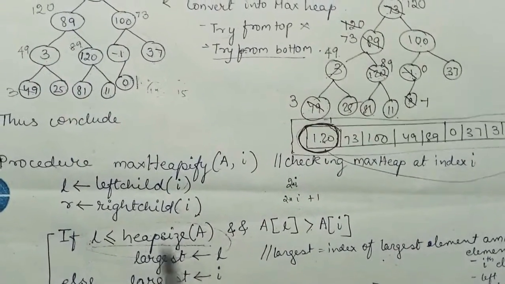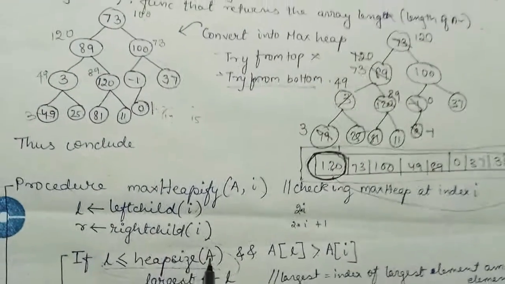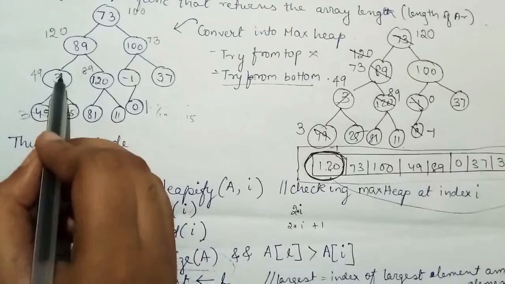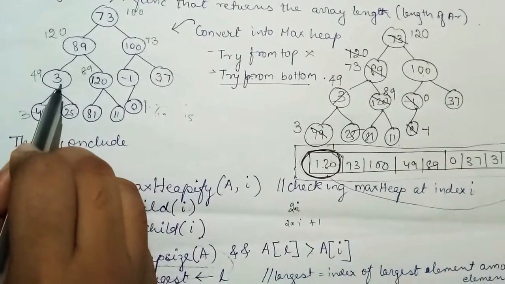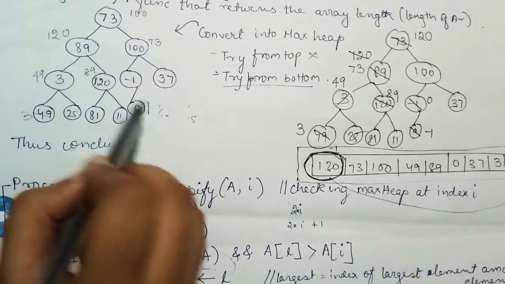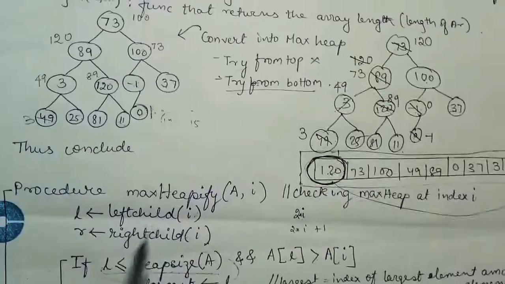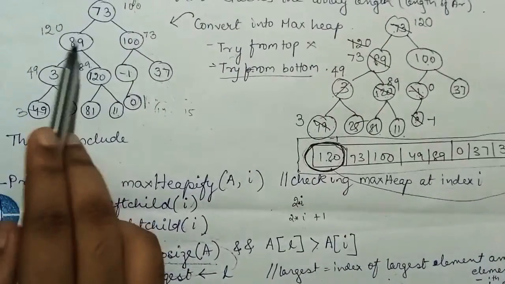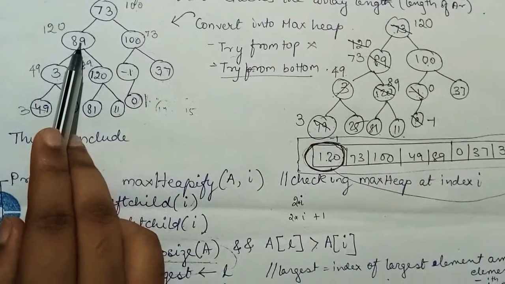If it is less than the heap size, that is somewhere at this node, for this node its left child, whatever its index is, is less than the heap size. Therefore we can continue checking whether at this index it is a max heap or not.